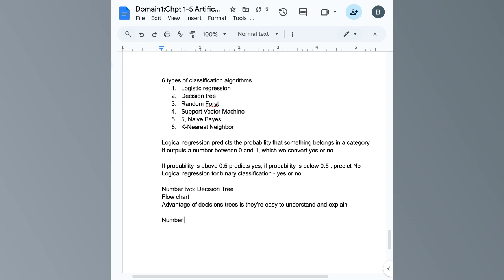Number 3 is random forest. A random forest is basically many decision trees working together. Each tree makes a prediction. We'll say branch. Each branch makes a prediction. Then they all vote, and the majority wins.